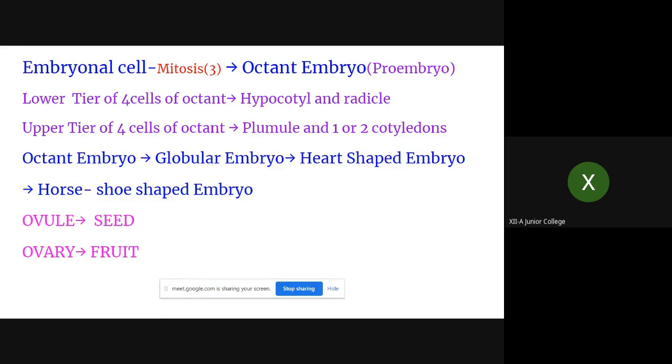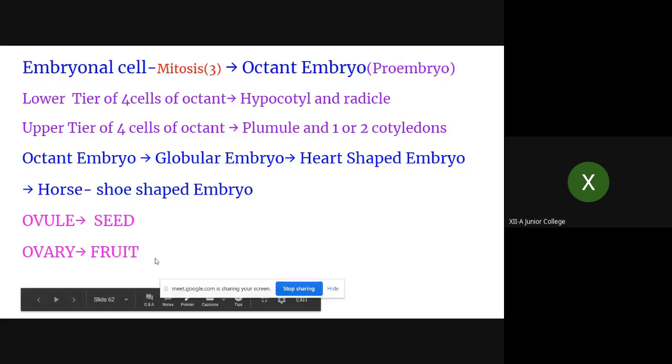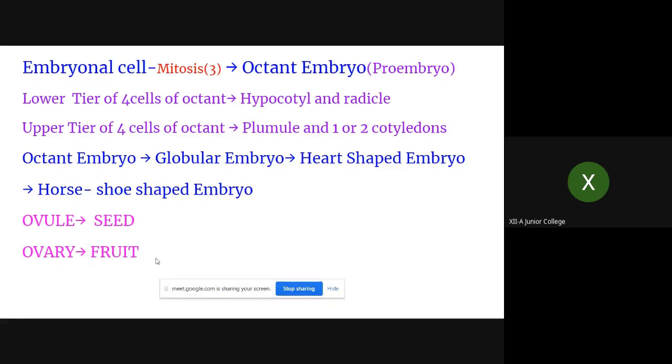The octant embryo gets converted into globular first. It looks globular in shape. In the further development, it looks heart-shaped, and in the further development, it looks like a horseshoe-shaped structure. So at the end of the development of the embryo and endosperm, the ovule gets converted into seed and the ovary into fruit.